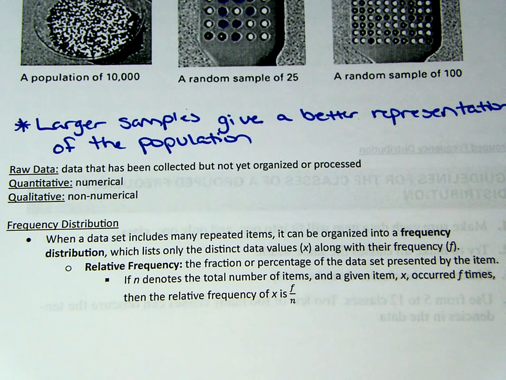Now, the first style of problem, and the one that we spend most of our time on in your homework and such, is frequency distribution. So when a data set includes many repeated items, it can be organized into a frequency distribution, which lists only the distinct data values X along with their frequency. So if I was polling the class about breakfast food, I bet some of you would have the same favorite breakfast food. More than one of you would pick Pop-Tarts or whatever. I could make a frequency distribution table off of how many of you chose Pop-Tarts, or how many of you chose cereal or eggs or whatever.